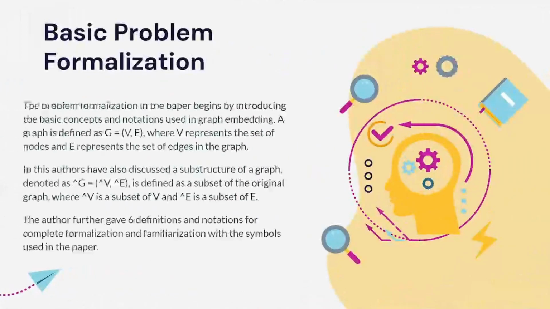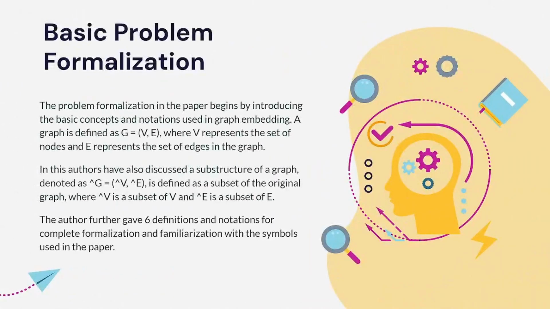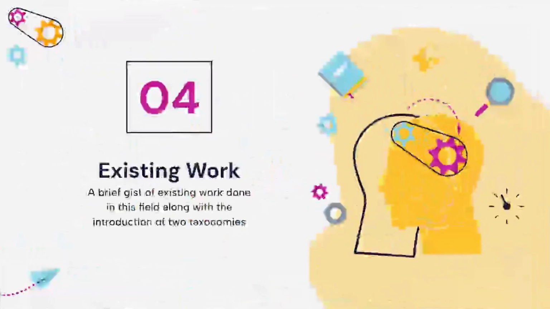The problem formalization in the paper begins by introducing the basic concepts and notations. The graph is represented by G(V, E), where V is the set of nodes and E is the set of edges. Authors have also denoted a substructure of the graph. Further, the author gives 6 definitions and notations, which include the representations of homogeneous graph and heterogeneous graph. We will discuss them in the coming slides.